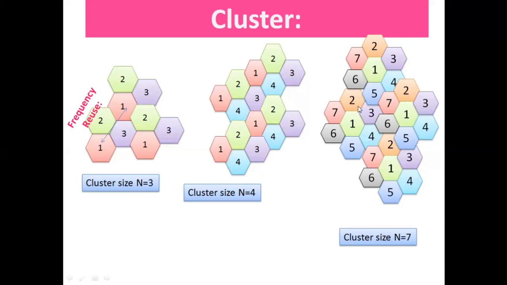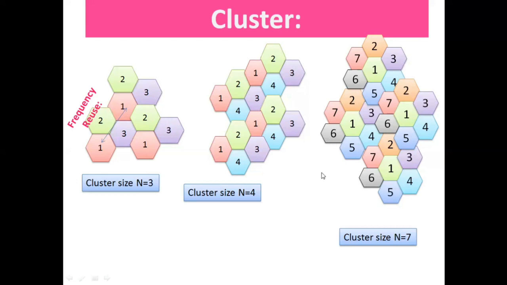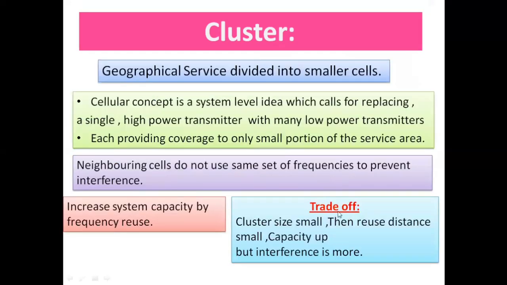So the advantage here is, of course, I need 7 different frequencies to make one cluster, and they are uniquely placed here. And as you can compare with the cluster sizes n equal to 3 and n equal to 4, the distance between the two cells operating in the same frequencies is more here. And I can serve more users, but the carriers required will be more than what we have seen so far, n equal to 3 and n equal to 4. So 7 different frequencies are required here, but the number of users served is more, and interference is also minimized.